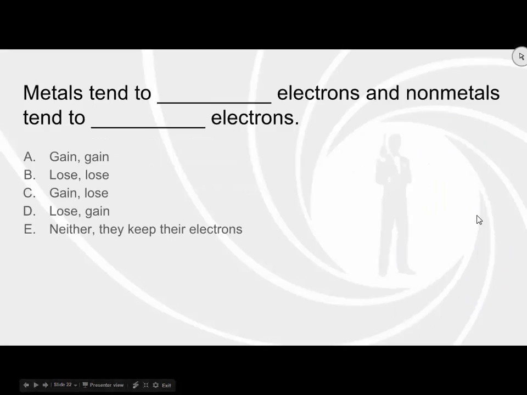So let's answer some questions. Metals tend to blank electrons and nonmetals tend to blank electrons. Metals tend to lose electrons and become positive, and nonmetals tend to gain electrons and become negative. So our answer should be D, metals lose, nonmetals gain.